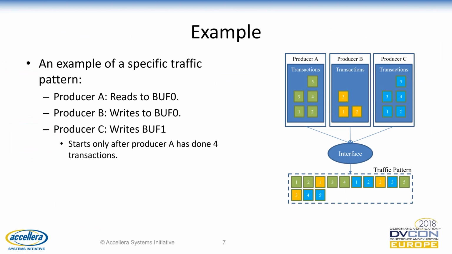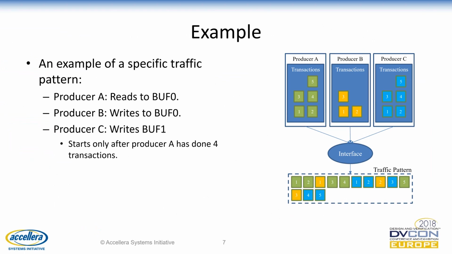But there's this caveat that the last producer, producer C, only, so this is a constraint, it must only start after producer A has done 4 transactions. And if you look into the lower right corner where you see this traffic pattern, there is now an example of a traffic pattern that fulfills this requirement.